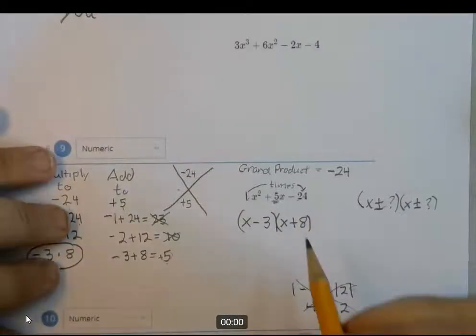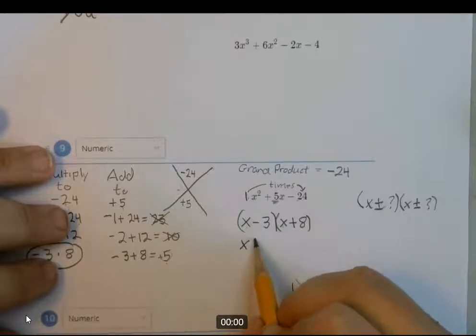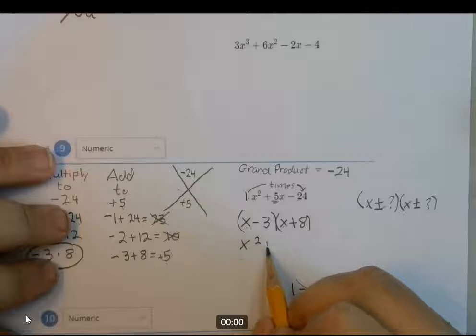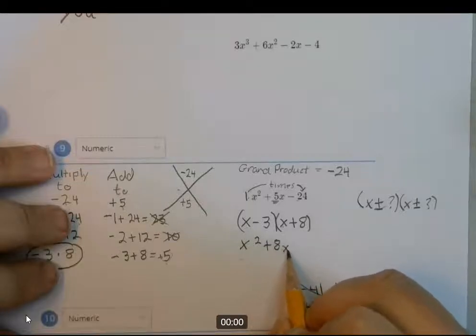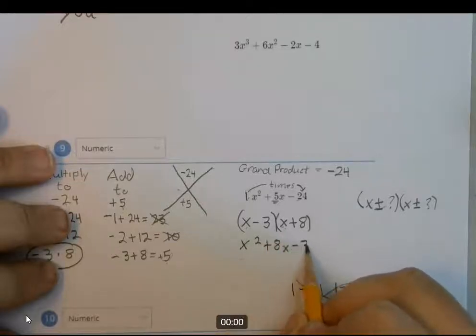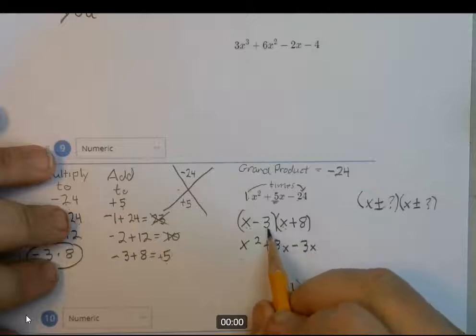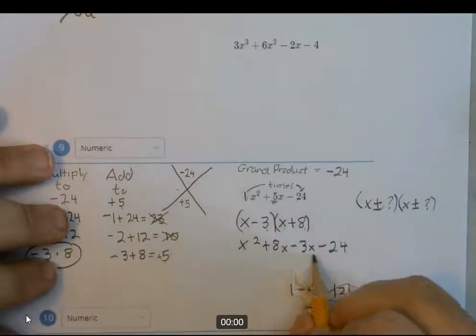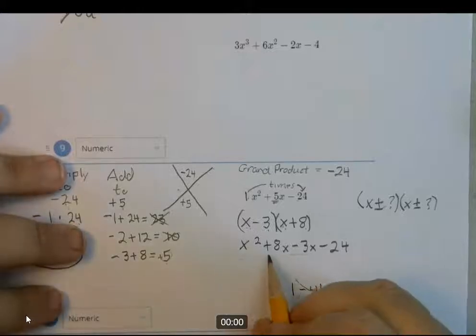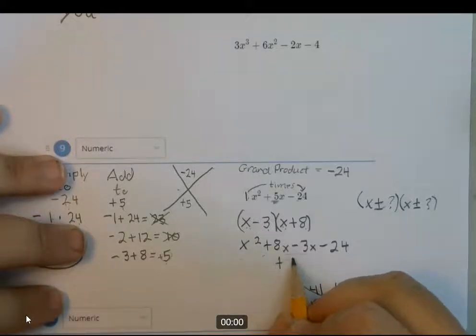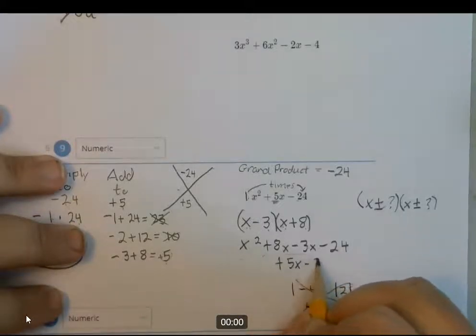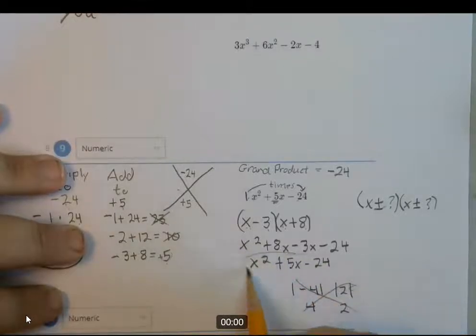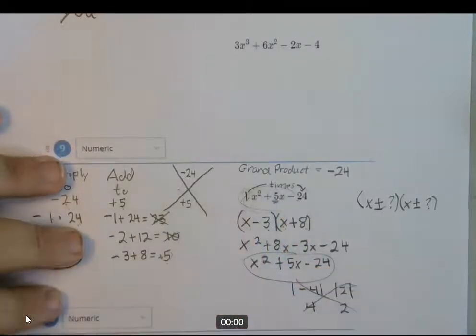Let's FOIL it out. x times x is x squared. This is just a proof. It's just to check the work. x times 8 is 8x. x times -3 is -3x. And -3 times positive 8 is -24. And these two middle terms always combine. So plus 8 minus 3 is plus 5x minus 24. And then I have the x squared in front. So this is the same as the equation that I started with there.